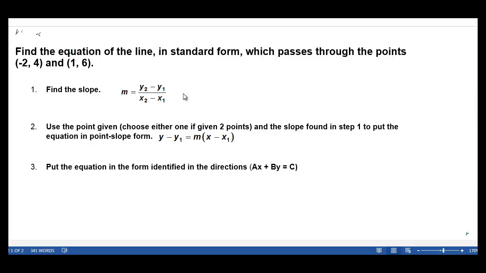Find the equation of the line in standard form which passes through the points (-2, 4) and (1, 6). Since we're given 2 points, we need to find the slope by putting these points into the slope formula.